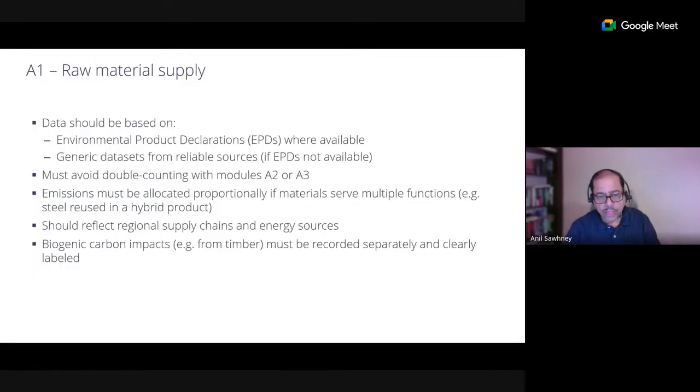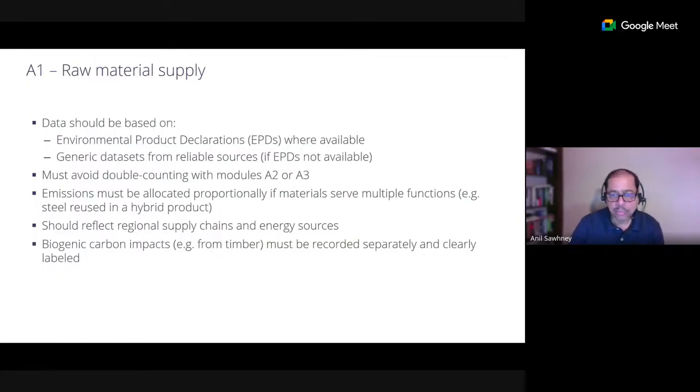You must avoid double counting with modules A2 and A3, because A2 is transport, but that transport is outside of the processing plant over to the manufacturing plant, whereas all transport related emissions within the extraction plant are included in A1.